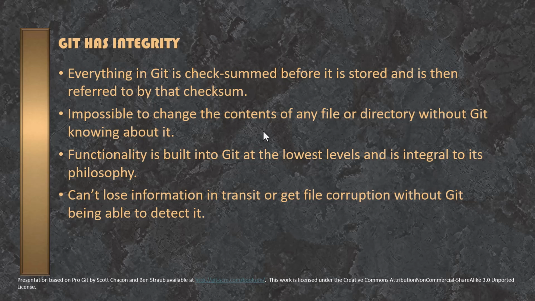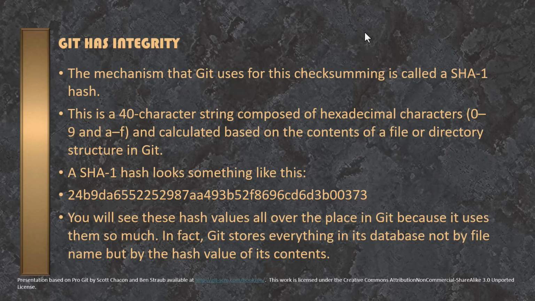Git uses checksums with each file, and so it actually uses a hash to figure out what the changes are. And this gives a lot of integrity, because everything's being checksummed all the time. It uses the SHA-1 hash. It's a 40-character string composed of hexadecimal characters and calculated based on the contents of a file directly. So if you make a modification to a file, the hash will change, and that's how Git knows that you've made a modification to the file, and then it stores the new version.